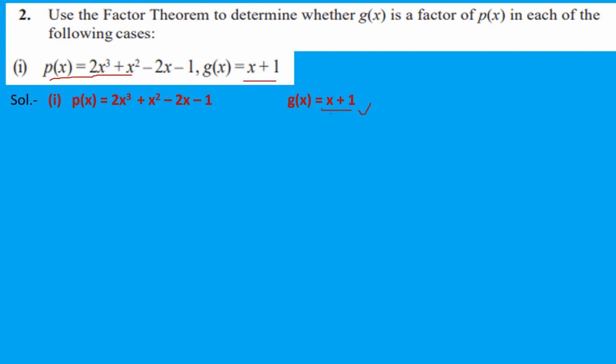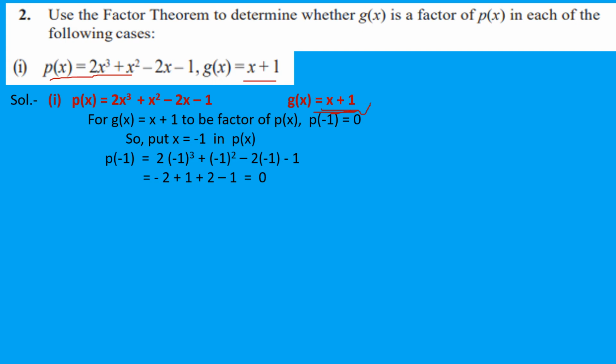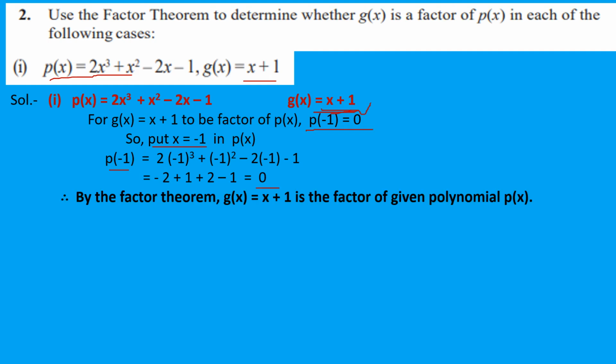So what we will do, we will find out the 0 of x plus 1. So 0 of x plus 1 is minus 1. So we will put minus 1 in p(x) and it should be equal to 0. So put x equals to minus 1. p(-1) equals 2 into (-1) whole cube plus (-1) whole square minus 2 into (-1) minus 1. After solving, we are getting 0. That means p(-1) equals 0. When it is 0, that means by the factor theorem, g(x) is a factor of the given polynomial p(x).